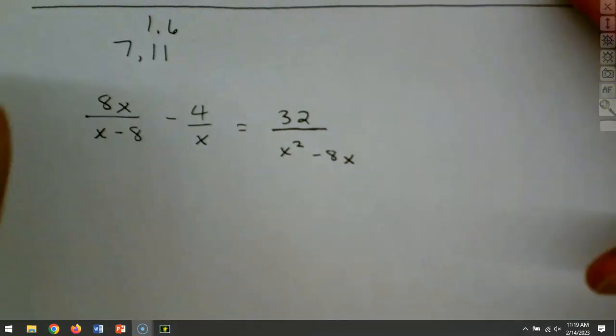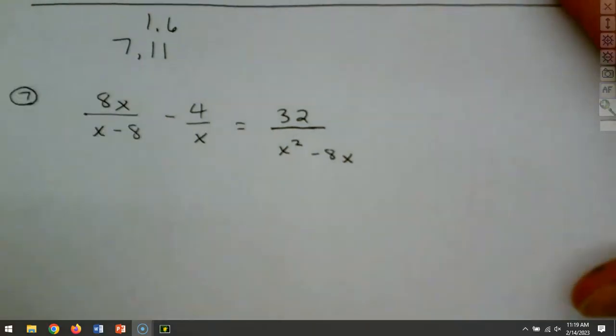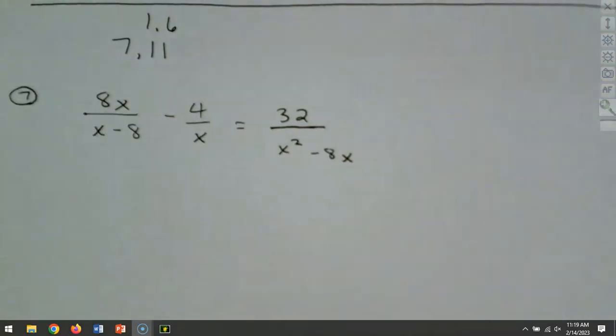And this is question 7 from your homework. Now remember our step-by-step procedure. This is a rational equation. So the first thing we need to look at is see what numbers will not work. What numbers are not in the domain? Which numbers give me division by 0?